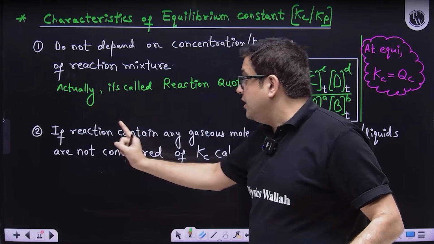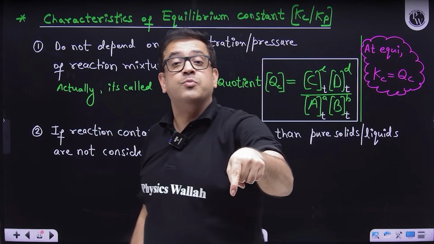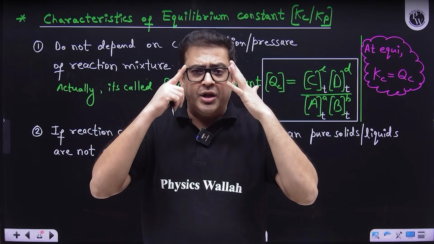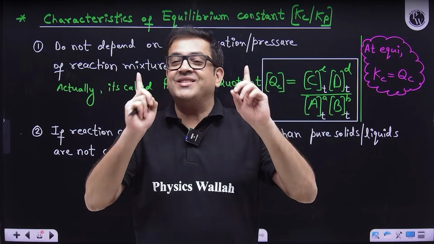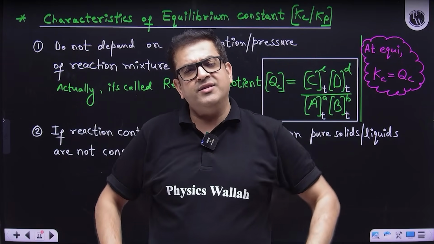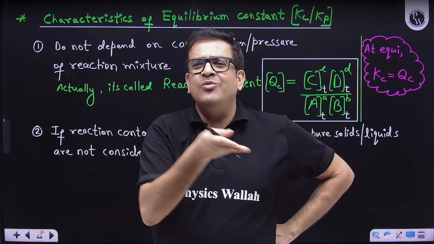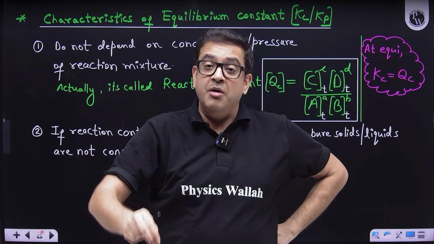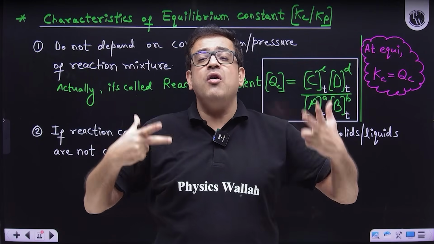So for Kc, if a reaction contains a gaseous molecule, and if that reaction also contains some liquid or some pure solid, then their concentration you should not write in Kc. Sir, why? Because they do not impact the value of Kc. Anyway, Kc does not depend upon concentration. So even at the time of equilibrium, when equilibrium is reached, their concentration does not impact the value of Kc. Why?